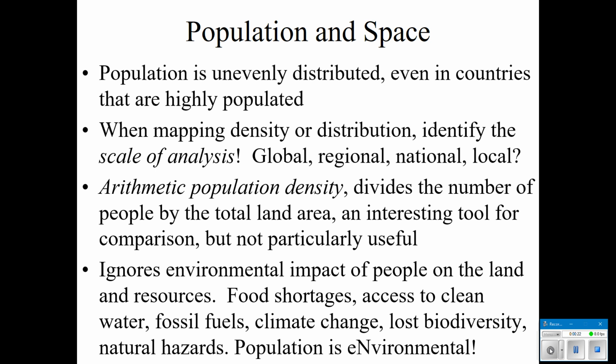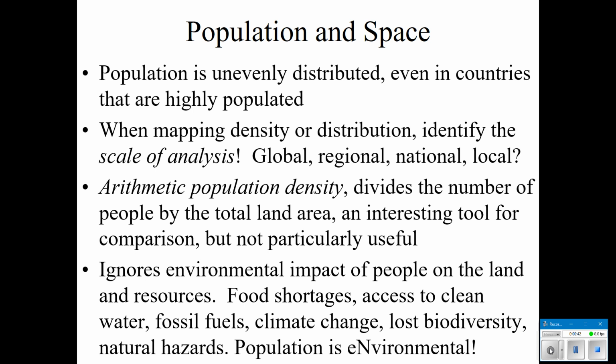So we have some countries that have a lot more people. We have some countries that are very populated. But half the countries on the Earth have populations of less than 5 million people. Just to give you an idea, Palm Beach County is already 1.5 million. So when you map density or distribution, we always need to make sure that you're identifying the scale of analysis.